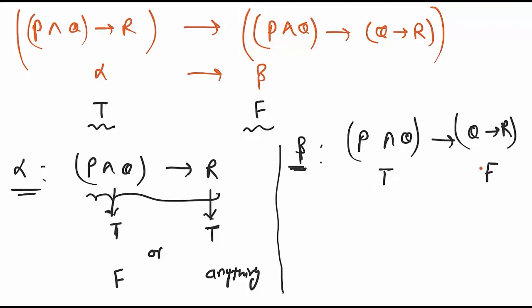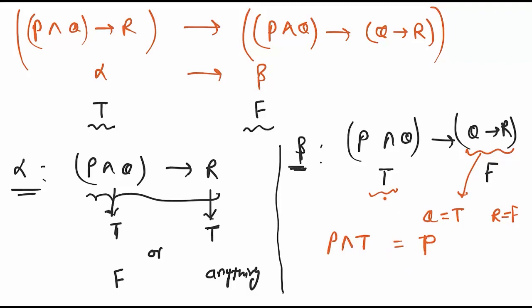To make beta false, what we need to do, we need to make this false. How can I make this false? There is again only one possibility. We need to make Q true and R false, right? And at the same time we need to make this LHS true. So how can I make it true? See, Q is already true, so I can say P and true. P and true is what? True. Or P, right?